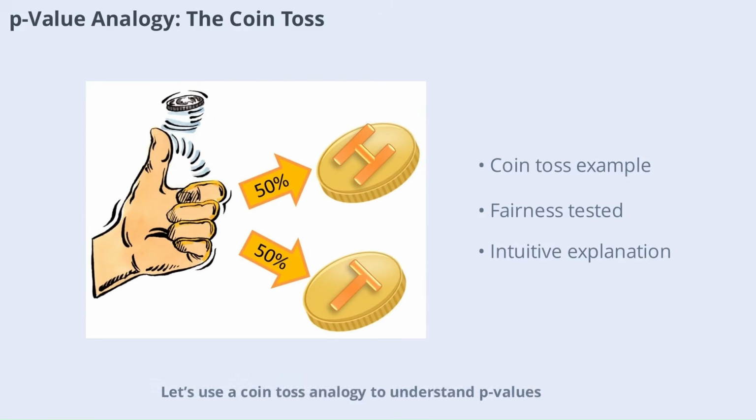Let's use a coin toss analogy to understand p-values. Suppose your friend claims they have a fair coin, the null hypothesis. You flip the coin 10 times and get 8 heads. The p-value is the probability of getting 8 or more heads in 10 flips, assuming the coin is truly fair. If this probability is very small, it suggests the coin might not be fair. This analogy helps make the concept of p-values more intuitive.